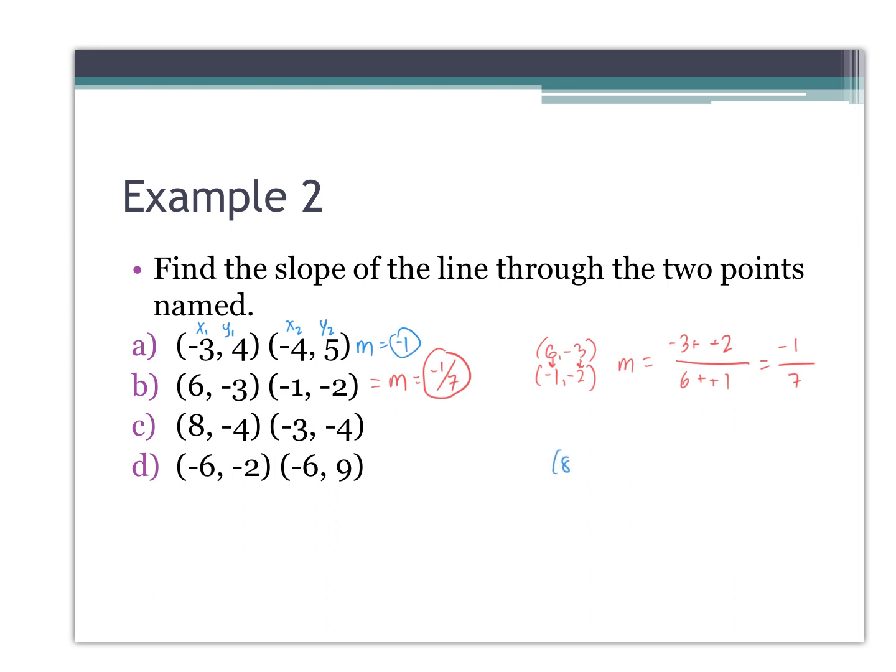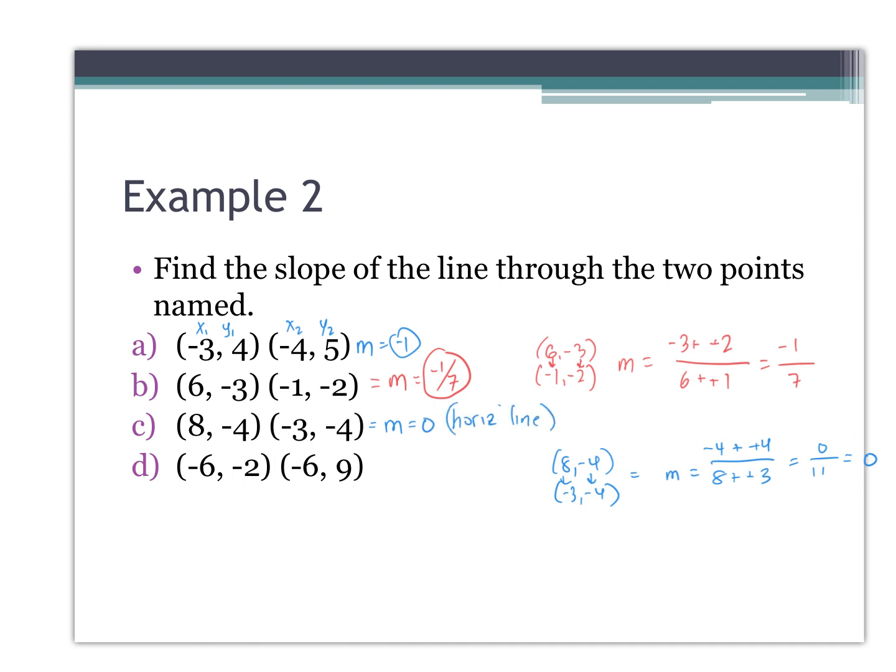Again, I have 8 and negative 4, and I have negative 3 and negative 4. And I know that my slope is, again, my top y minus my bottom y over my top x minus my bottom x. Minus minus is always plus plus, so I get 0 on the top and 11 on the bottom. Well, 0 divided by 11 is 0. And so I know that my slope is 0, and this is a horizontal line.